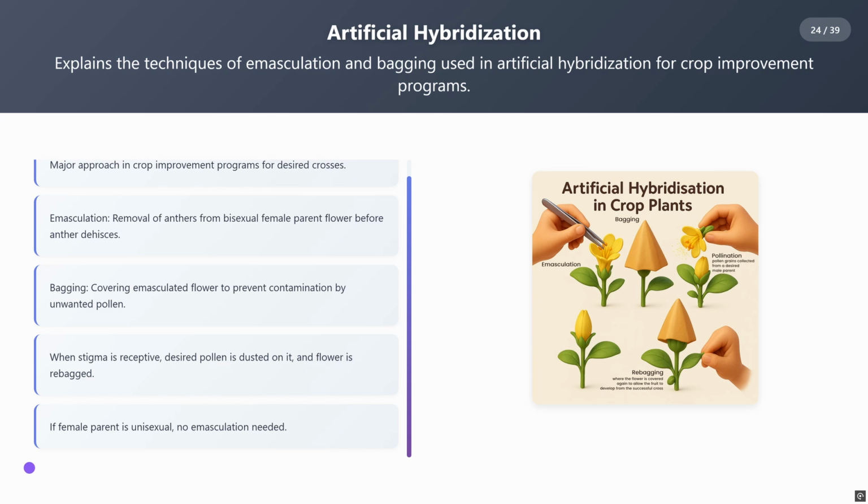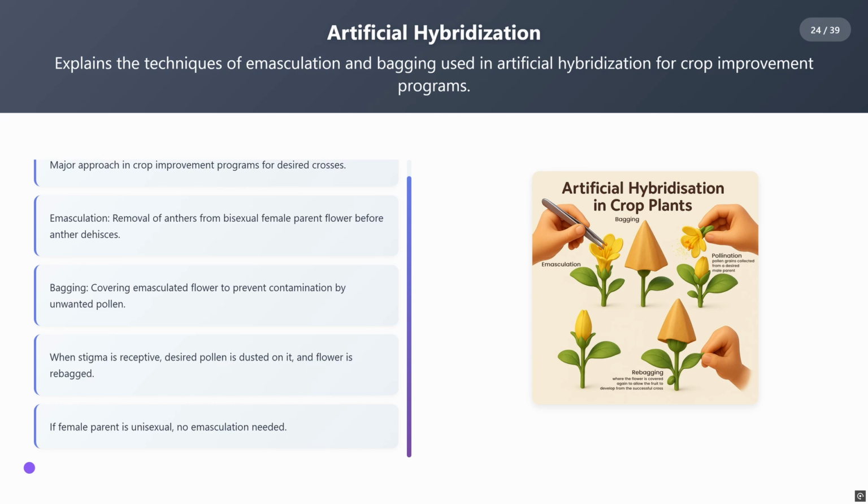Okay, if the plant you want to use as the female parent has bisexual flowers, meaning flowers with both stamens and pistils, you have to prevent self-pollination. So before the flower opens fully and the anthers mature, you carefully remove the anthers using forceps. That removal of anthers is called emasculation. Removing the male parts. Exactly.